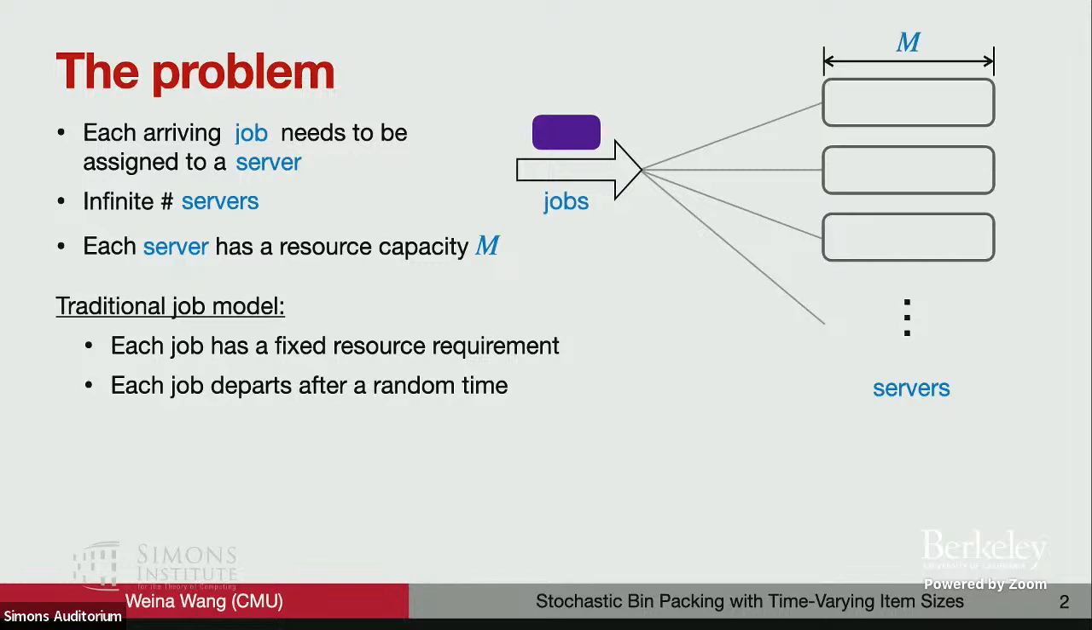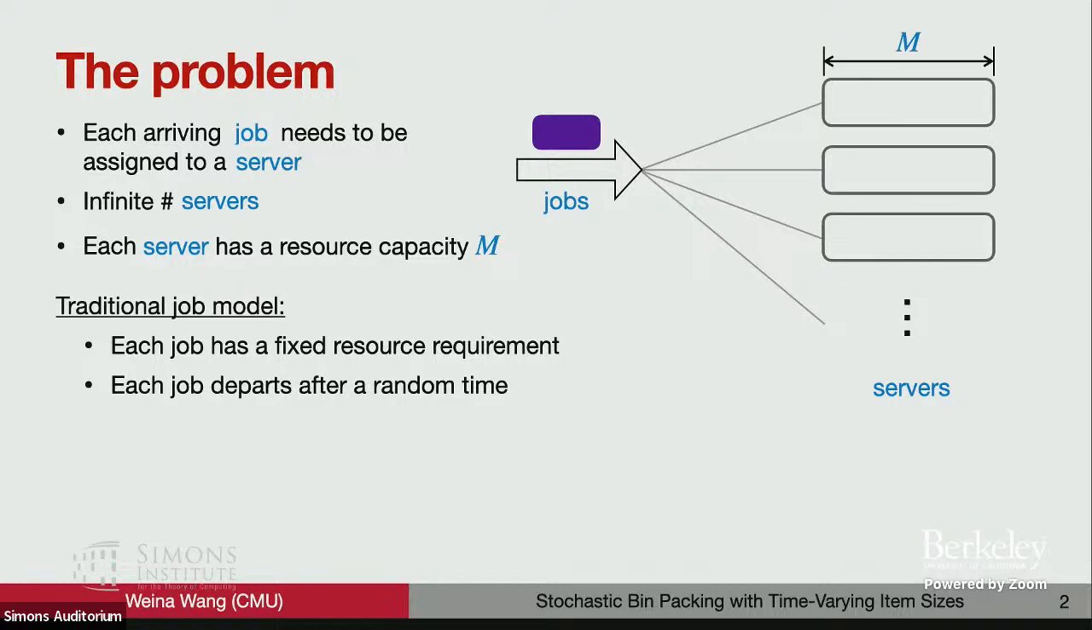Even this traditional job model is a little bit different from a lot of the bin packing models, because jobs could depart over time. We assume each job only stays in the system for a random amount of time. For the arrivals, we also assume they follow a Poisson process. So the system will be in a certain steady state once you decide how to allocate jobs.